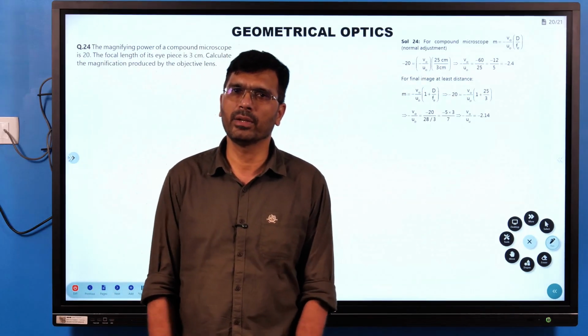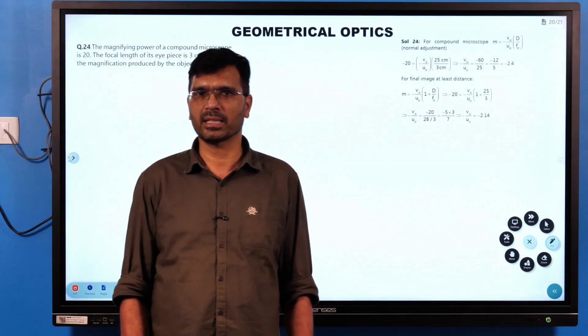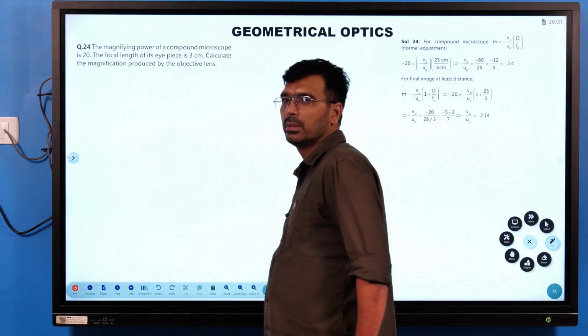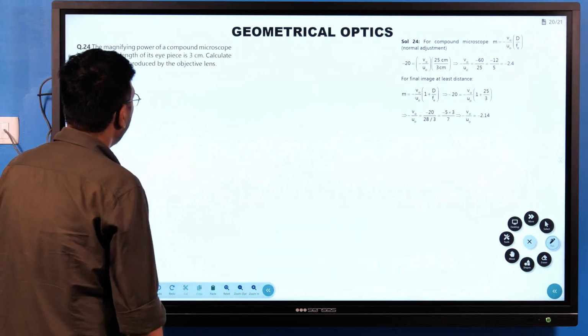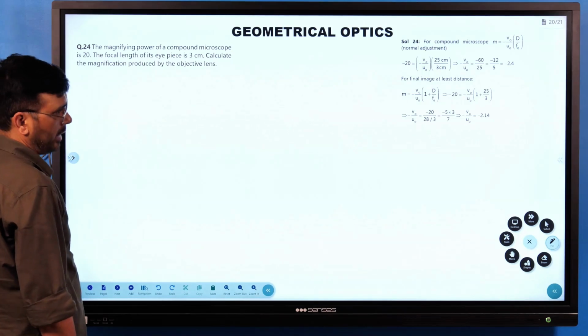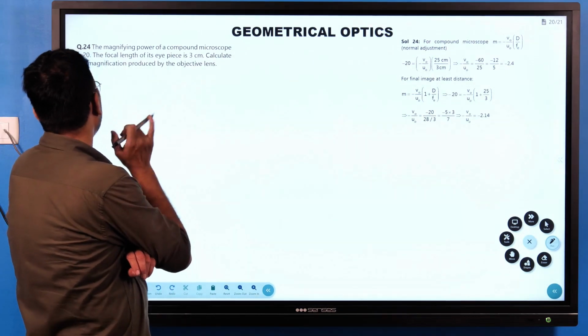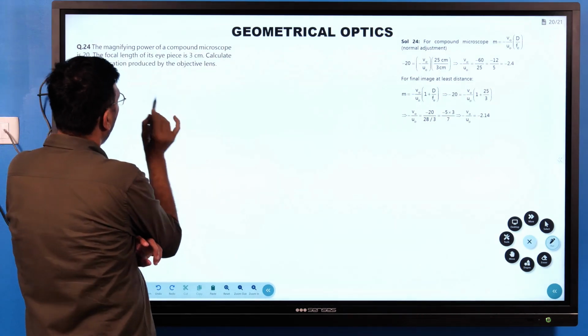Hello students, in this video lecture, I am going to discuss the solution of page 6 geometrical optics exercise 1, question number 24. The question is: the magnifying power of a compound microscope is 20. The focal length of the eyepiece is 3 cm. Calculate the magnification produced by the objective lens.